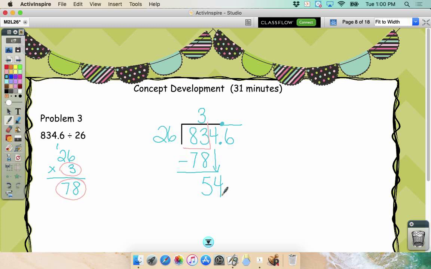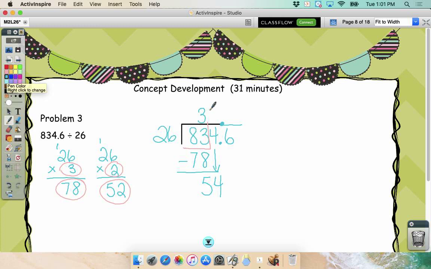Okay, so do you think we can put 26 in there twice? Yes. All right, let's give it a try. So 26 times 2. Oh yeah. So we've got a 2 and a 52. Now, where do I write the 2? Above the 4.